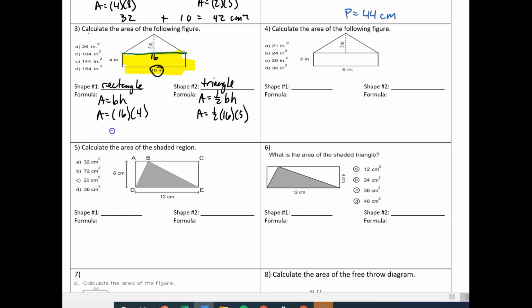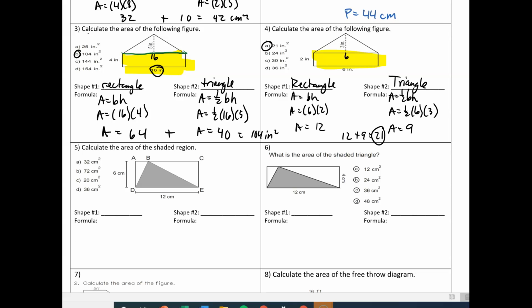For our rectangle, 16 times 4 gives us 64, and we'll be adding that to the area of our triangle, which is half of 16, which is 8, and then 8 times 5 is 40. So 64 plus 40 gives you your answer of 104 inches squared. Okay, so now I'd like you to do problem number 4. It's exactly like problem number 3, but with some different numbers. Please answer that in Edpuzzle.